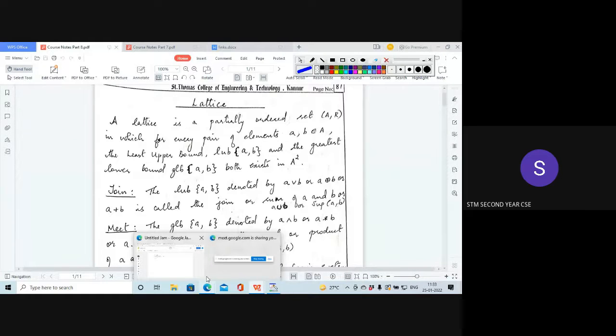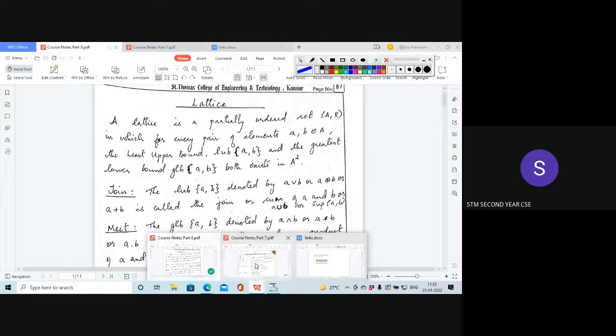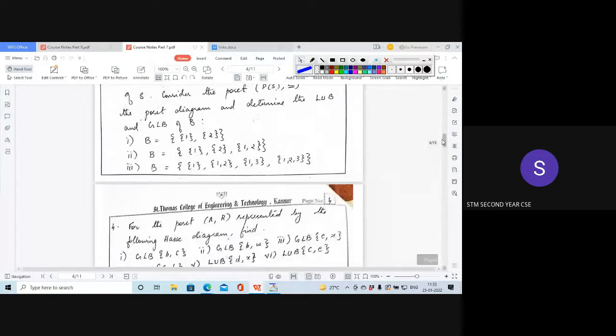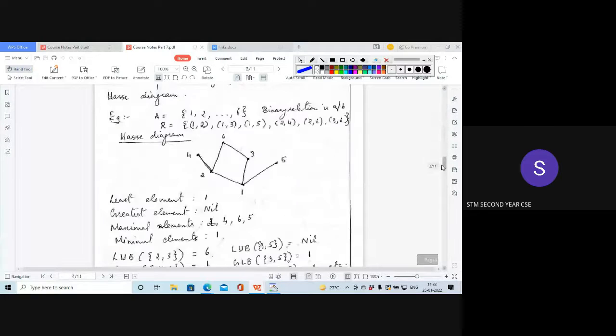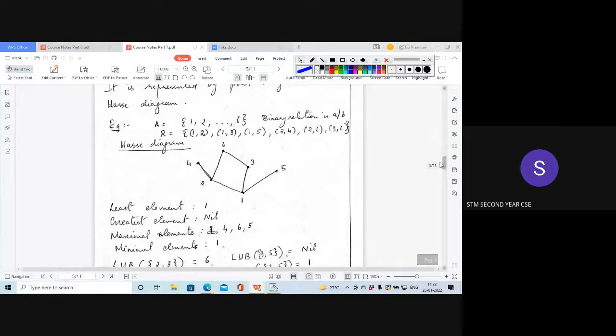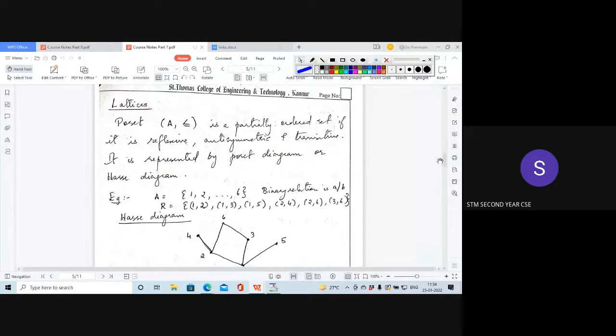So, starting with a small example, look at this example, okay? Lattice. So, what is a lattice? We have a partially ordered set A with the relation less than or equal to. It is a partially ordered set. So, if it is a partially ordered set, then it satisfies the three properties reflexive, antisymmetric, and transitive, as we know. And if it satisfies these properties, then this poset can be represented using a Hasse diagram, isn't it?